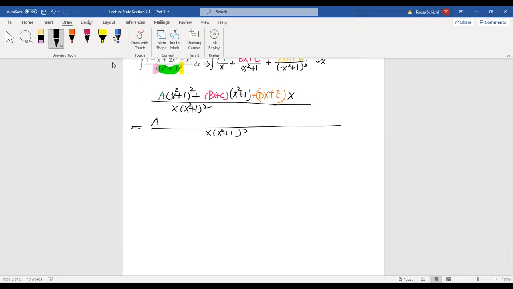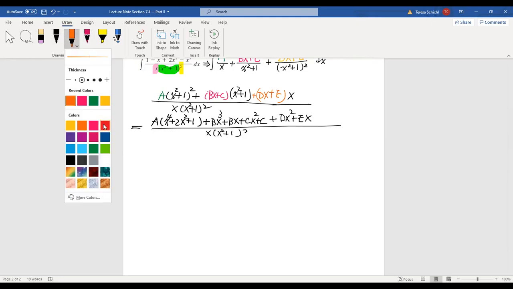So this is a, then this is x fourths plus 2x squared plus 1, then plus, all right, so this is a plus the bx cubed plus bx plus cx squared plus c, then plus dx squared plus ex, right? So we just need to be very, very careful to not make any mistakes here. All right, so now let's take a look at the first, let's try to highlight the first things here.